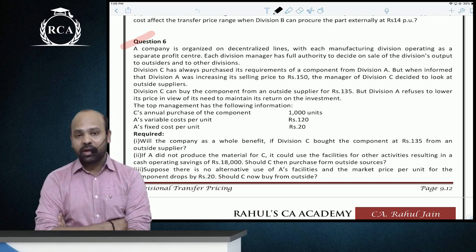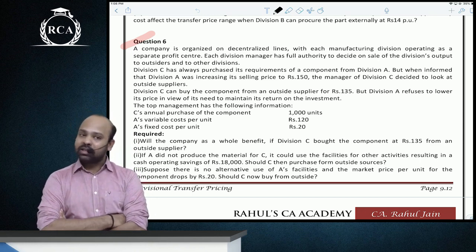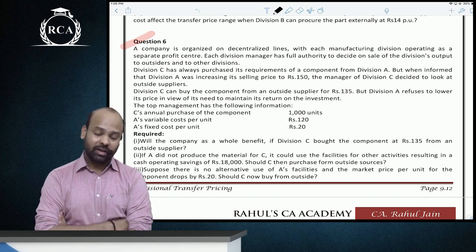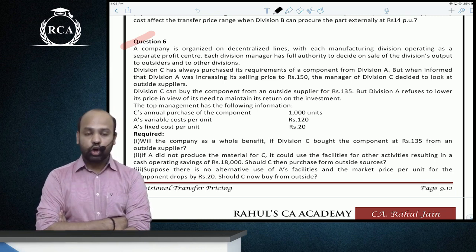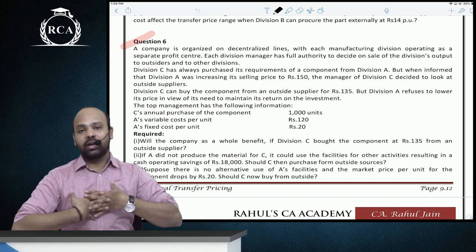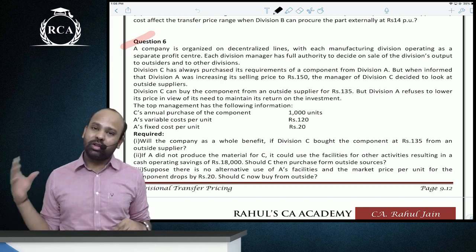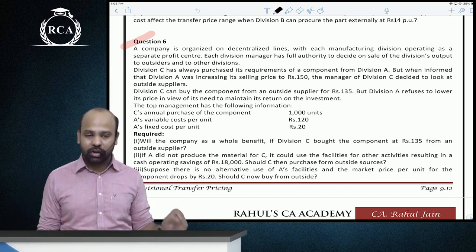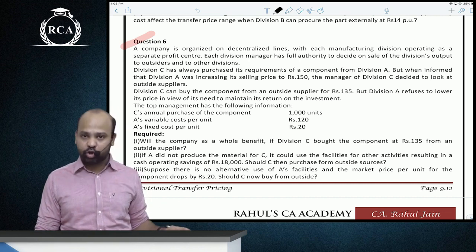Please do not forget, beta, there is no way that you arrive at net marginal revenue, guys. We do not know what is the external selling price of Division C. We do not know what is the incremental cost that they are incurring. So we will take a decision, guys, only on the basis of external supplier price and on the basis of our marginal cost, our opportunity cost.